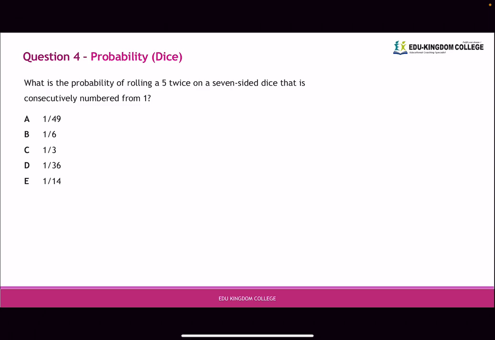So, probability. When we look at the probability of this dice here, because it's a 7-sided dice that's numbered from 1 to 7, rolling a 5 is a 1 in 7 chance.